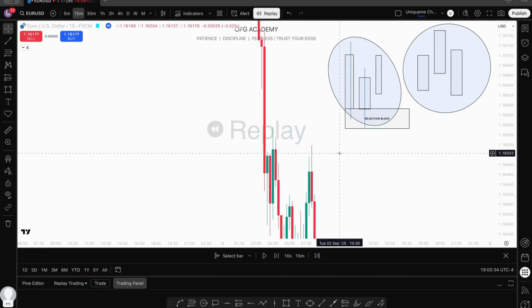Example, normally we have 7 institutional reference points: your order block, fair value gap, liquidity void, breaker, mitigation, this rejection block, old low and old high.